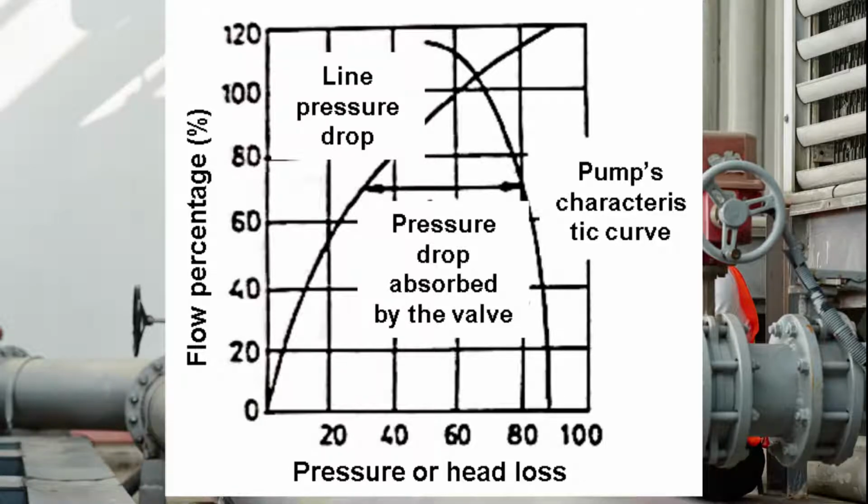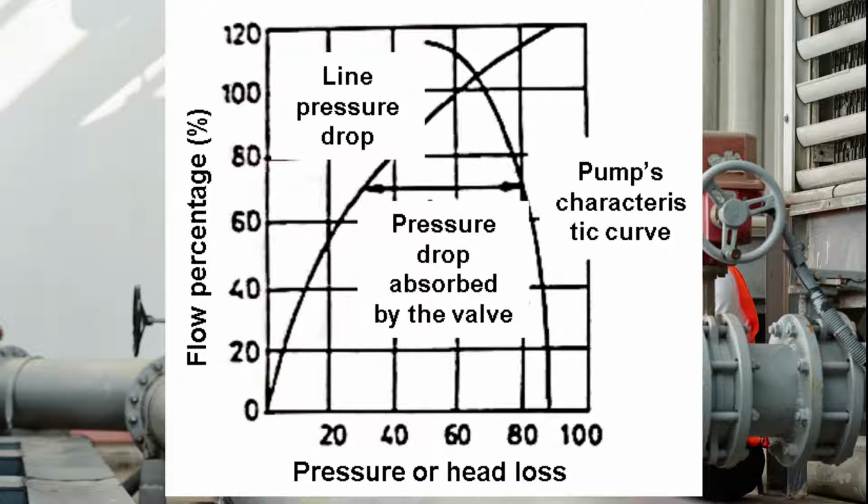Here, we can see that the difference between the discharge pressure of the pump and the head loss of the pipe when the flow rate varies corresponds to the head loss absorbed by the valve, and that this increases when the flow rate decreases. Expressing the pressure loss of the valve at its nominal capacity, complete opening, in relation to the pressure drop of the system, line plus valve, a coefficient R is obtained.